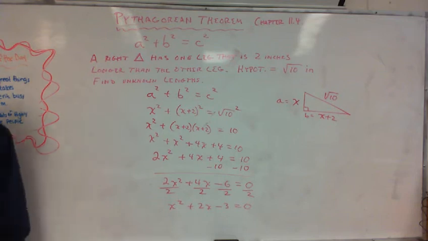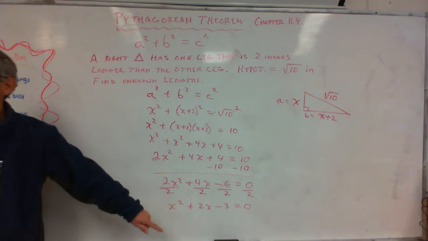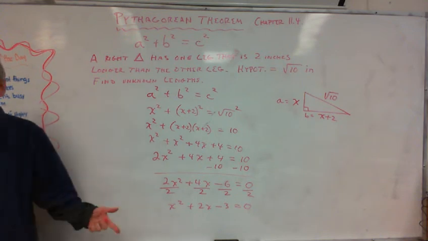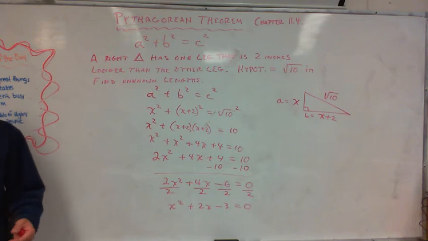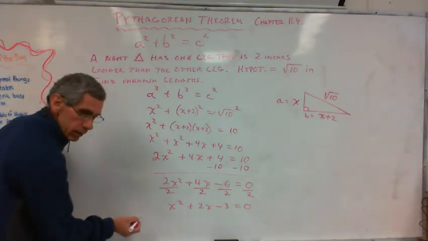Now what would you do? Whenever the a in front of the x squared is just a 1, and it's a trinomial, you try to factor it, right? You immediately put your 2 sets of parentheses. Can you guys see it down here?